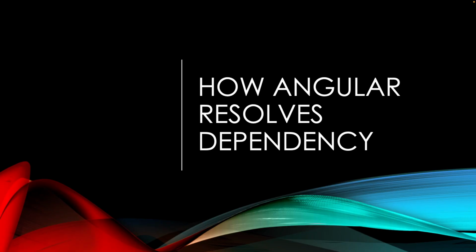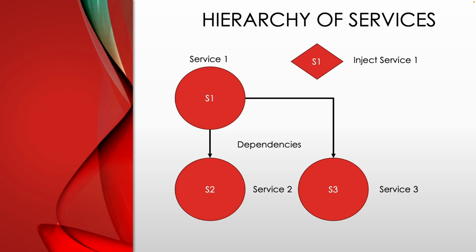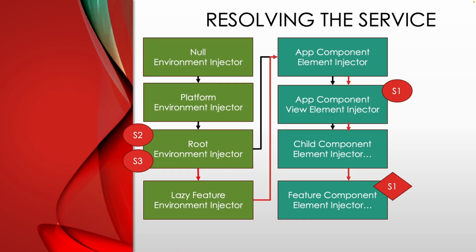Before we jump into the lab, let's understand how Angular resolves services in the hierarchy. In the next UML diagram, circles represent where services are provided. Diamonds show where services are injected. In our example, Service 1 is injected into a feature component. Service 1 depends on Service 2 and Service 3. Service 1 is provided in the app component view injector. Service 2 and Service 3 are provided in root.